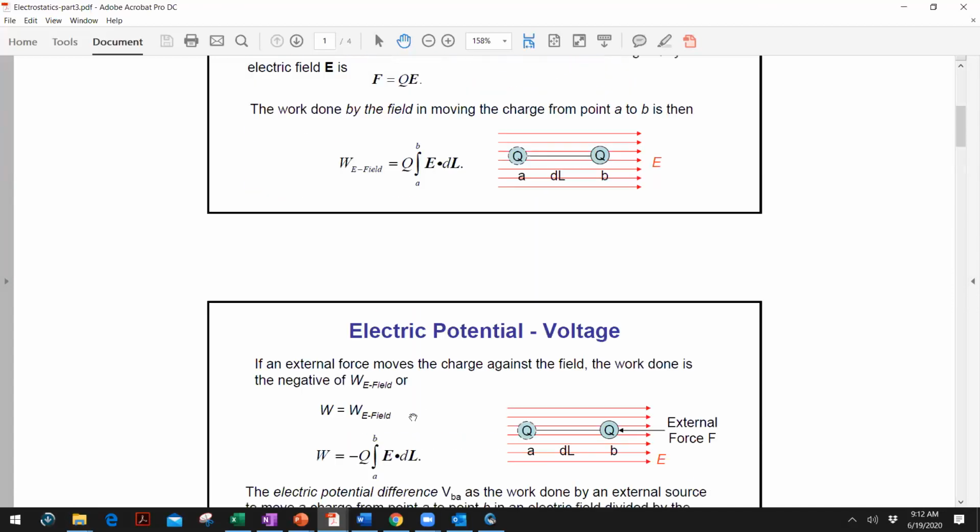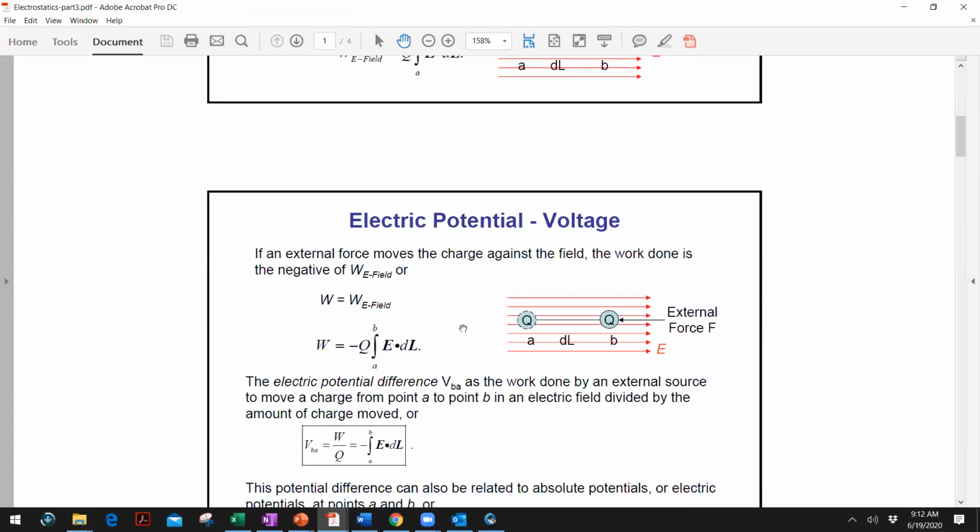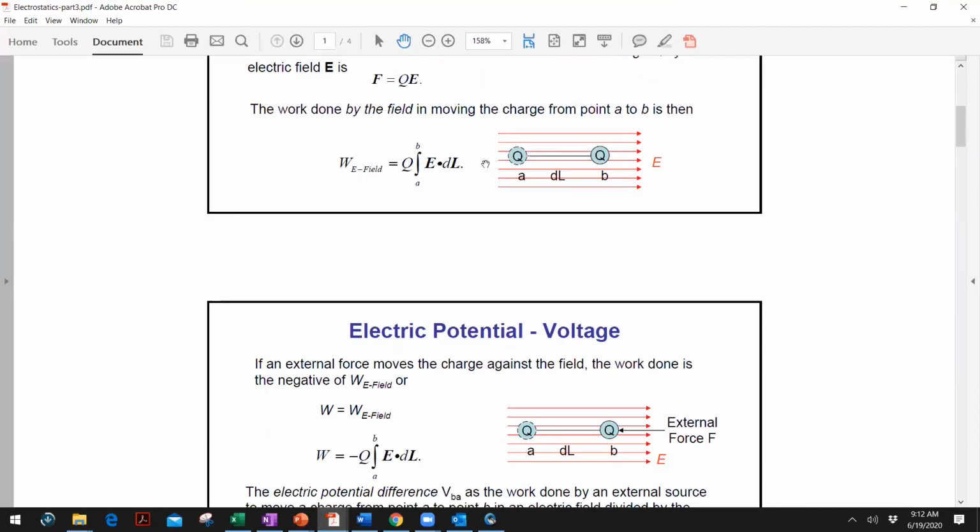Now, if you look here at the next part, the actual work that a person would do pushing the charge from here to here, say that the electric field was resisting it, would be minus this. Does that make sense to everybody? If the field itself does positive work, then if I'm an external force, I do negative work. Y'all with me on this, class? It's just perspective, right?